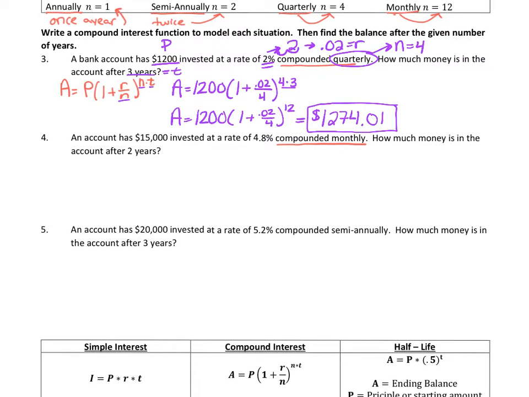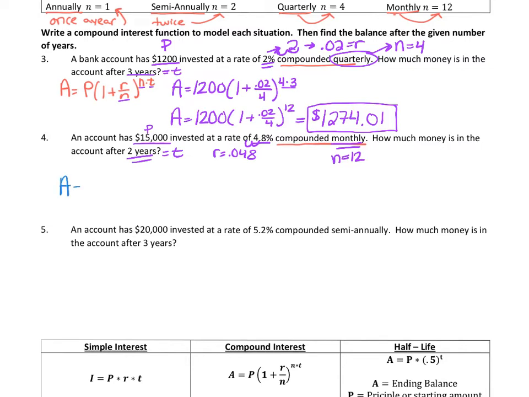Similarly, in number 4, we're going to use the same formula. So I have the principal, which was $15,000. I have my rate, but I need to go 1, 2, so my rate is going to be 0.048. And it's compounded monthly, so that means my N is going to be 12. And then 2 years, so my T is 2.